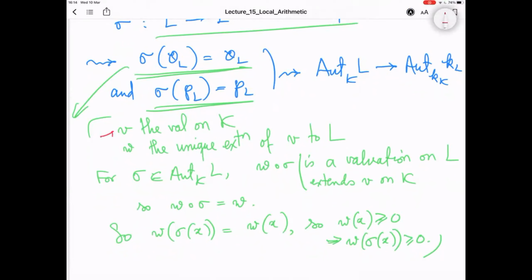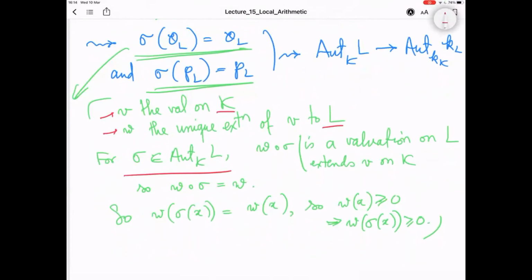So let's call V and W the valuations on K and L. And I have this sigma, which is a K-automorphism of L. Then I look at W composed with sigma. So I have L to L, which is sigma, and then W goes to R union plus infinity. So this is W composed with sigma.